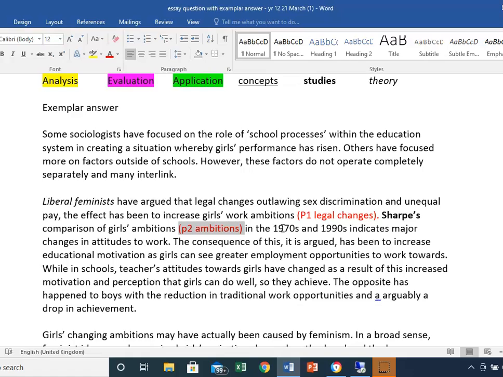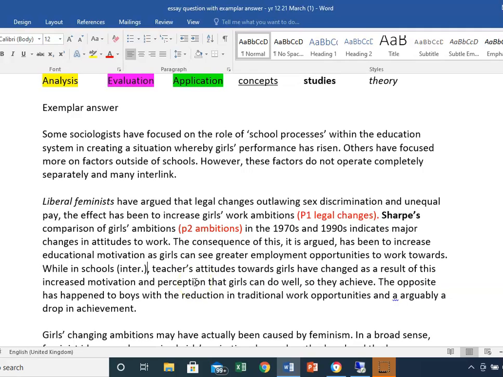The consequence of this, it is argued, has been to increase educational motivation, as girls can see greater employment opportunities to work towards, while in schools, teachers' attitudes towards girls have changed as a result of this increased motivation and perception that girls can do well, so they achieve. So I really like this because they've made a link between what's going on outside, so greater employment opportunities, and they've started to talk about in schools. Okay, so that's developing the interrelationship.